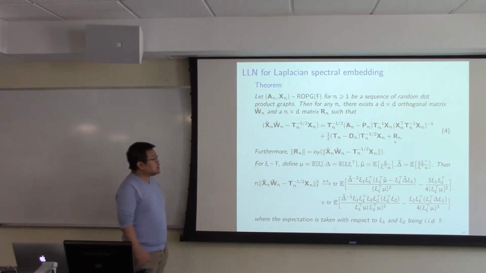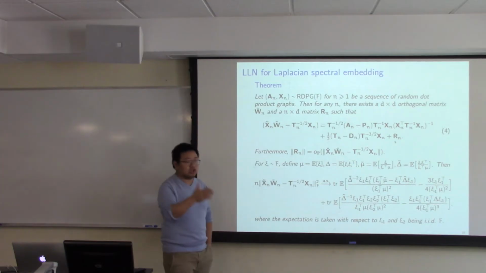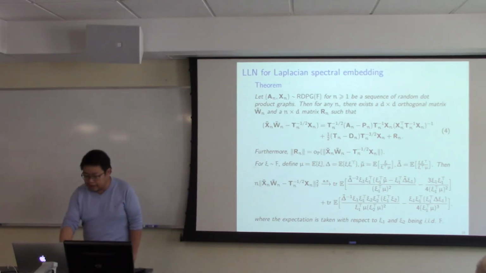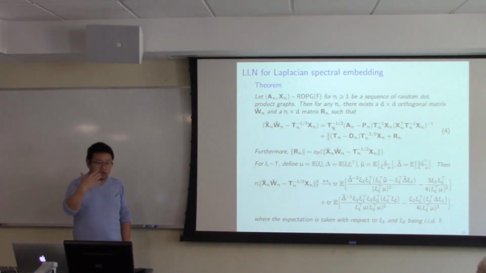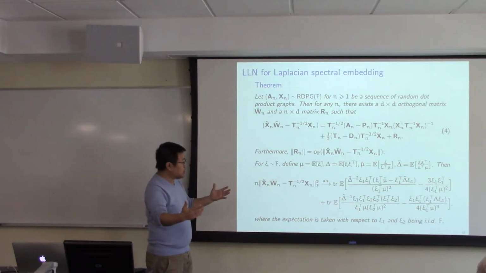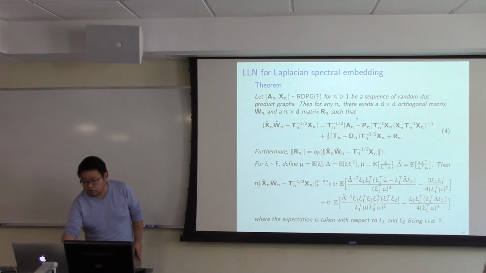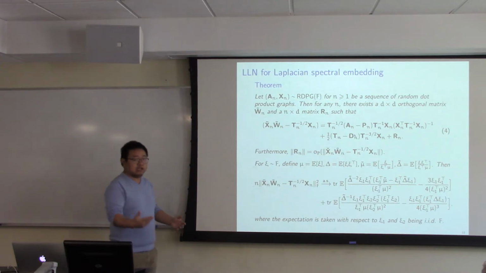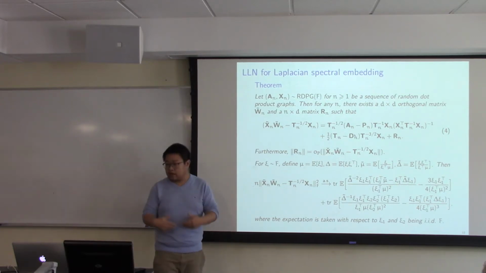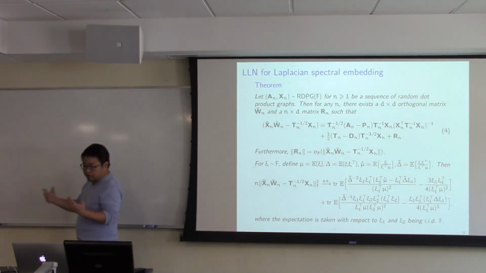And once again, I want to emphasize that if I condition on X n, then T n is given. It's just the expected degree of the P matrix. P is also given. So once again, I have here a linear combination of the independent entries, A n minus P n, and a linear combination of the independent entries, T n minus D n. So once again, it is a sum of independent random variables.